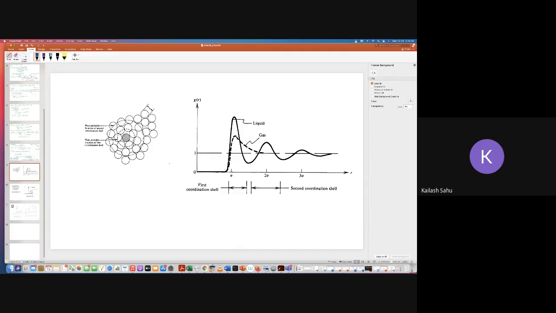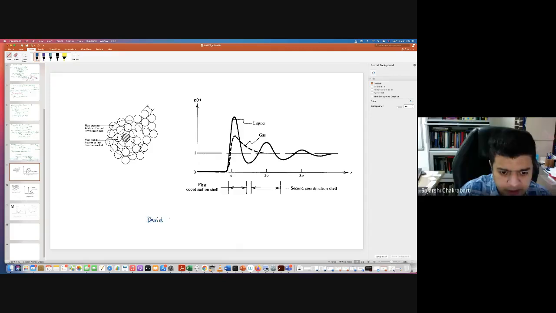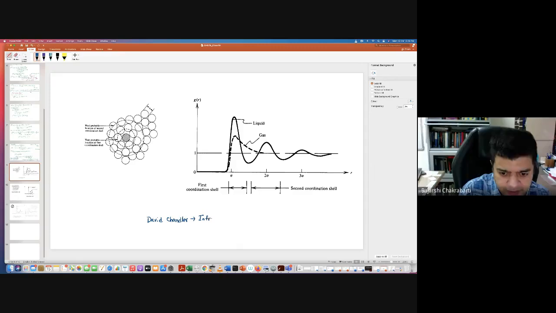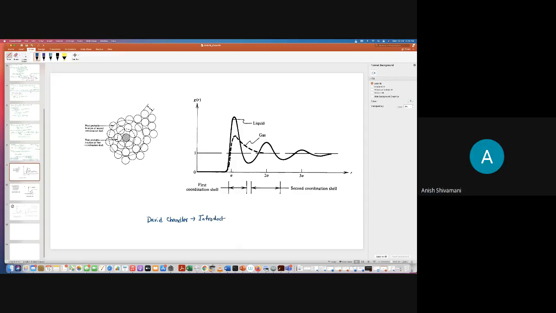Similar to what we have for liquid. Then how can you differentiate between solid and liquid? The peaks will be sharper, I guess, and more spaced out, depending on the lattice parameters.